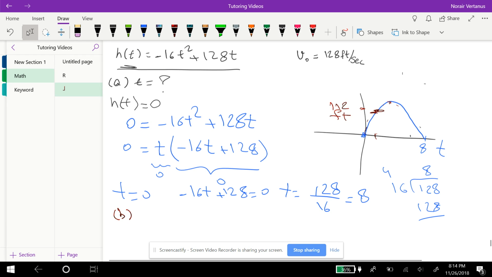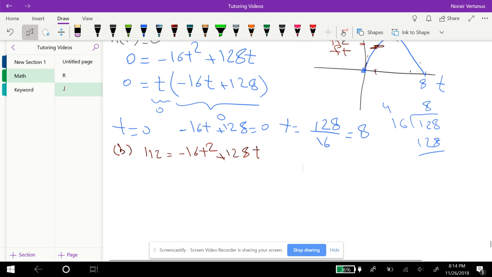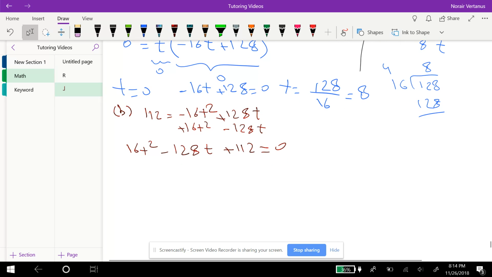So let's solve that. Now, height is 112. So instead of h of t, you're going to substitute 112 equal to negative 16t squared plus 128t, and solve this quadratic equation. Let's move everything to the left side, both of these, by adding 16t squared and subtracting 128t. So I'm going to have 16t squared minus 128t plus 112 equal to 0. And then let's solve that.